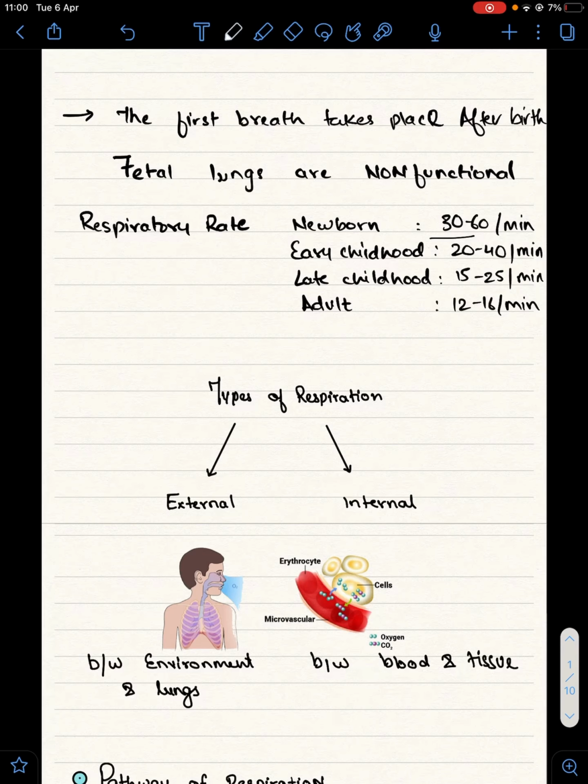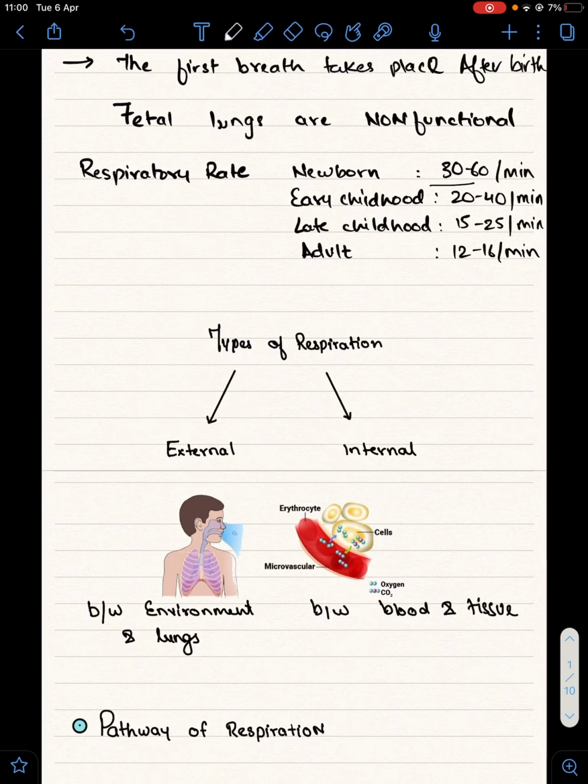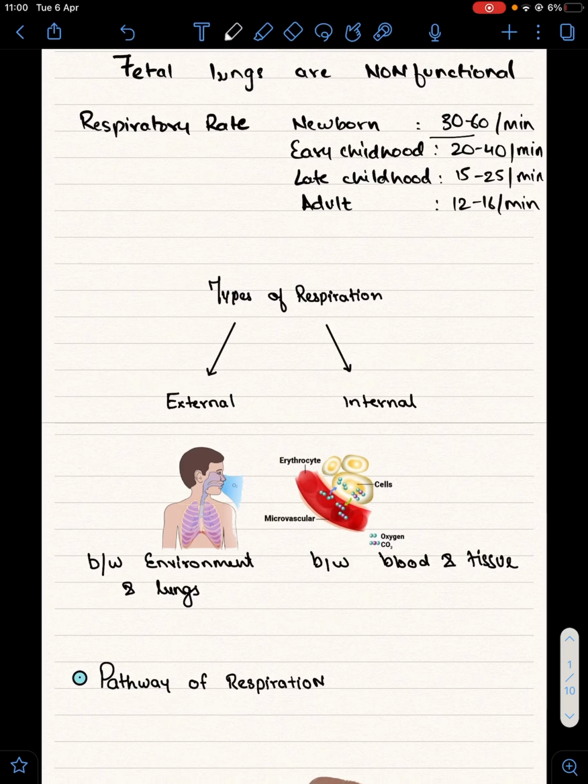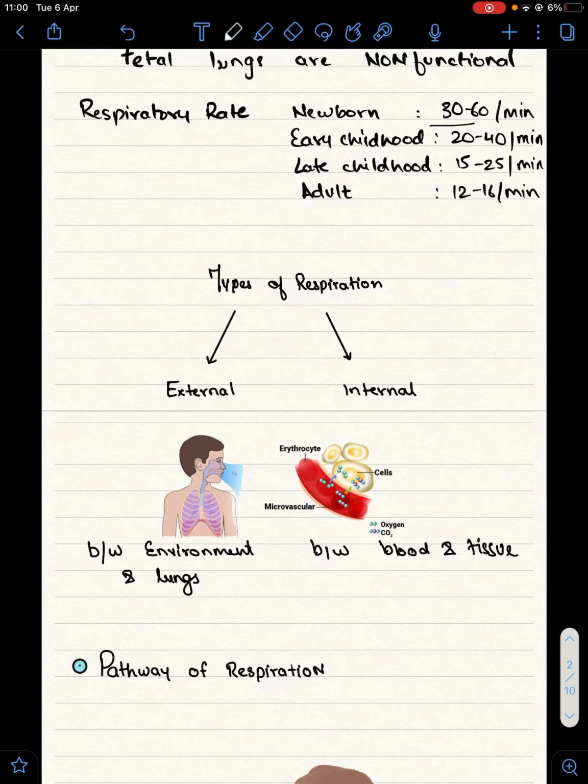In newborn, it's 30 to 60. Early childhood is 20 to 40 per minute. Late childhood is 15 to 25 per minute, and in adulthood it's 12 to 16 per minute.